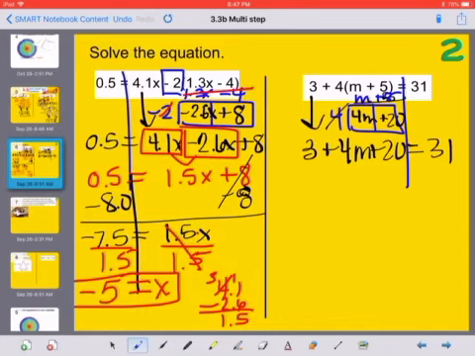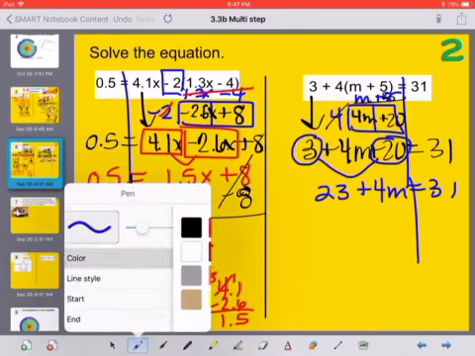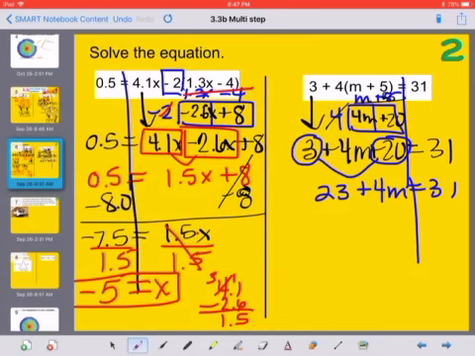This is the only m we have, the 4m, but we can combine the 20 with the 3, since they're on the same side. That gives us 23 plus 4m equal to 31. Please make sure you're pausing if you have questions or you're not getting something. Raise your hand to ask. Now getting rid of just our adding and subtracting. This is multiplied. We can't get rid of the 4, so I'm going to get rid of the 23.